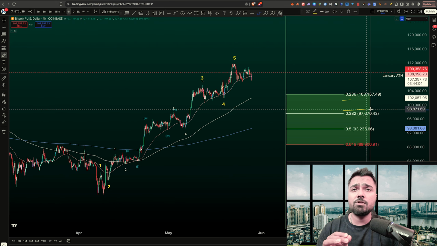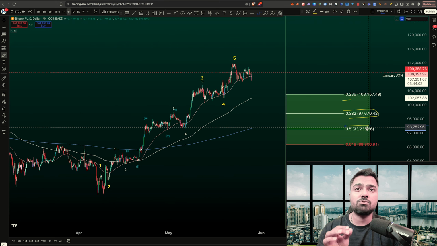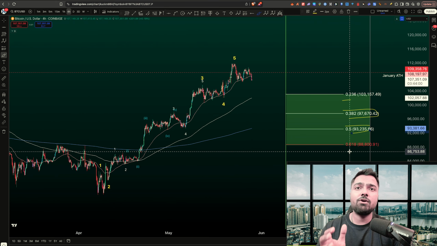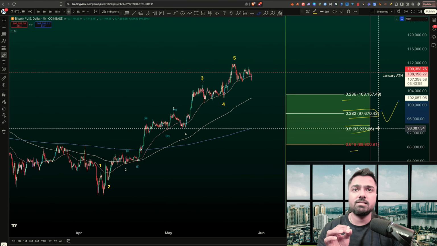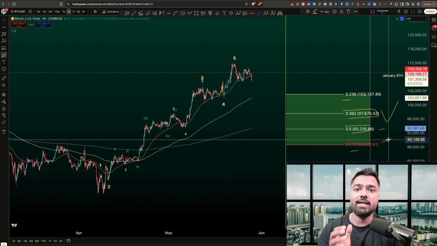More so guys, you can even go all the way to the 0.382 as well as to the 0.5 Fibonacci level, and also to the 0.618, and your price targets are sitting at $97,600, $93,200 and $88,800.